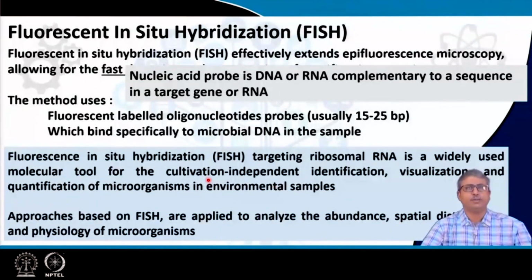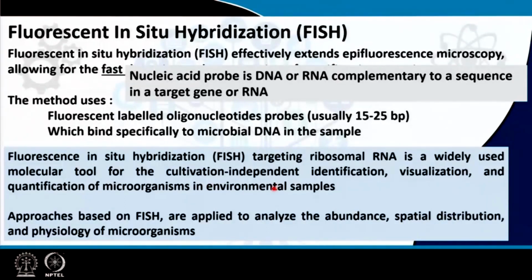Now, fluorescent in situ hybridization targeting the ribosomal RNA, basically for taxonomy purposes or identifying a specific group, as I gave the example of Vibrio cholerae, is a widely used molecular tool for cultivation independent identification, visualization and quantification. So, it carries three pieces of information altogether. It is cultivation independent, and it is capable of giving us the identification of whether a particular group of organisms is present. Multiple organisms can be detected if we have multiple probes with multiple fluorophores attached to them.